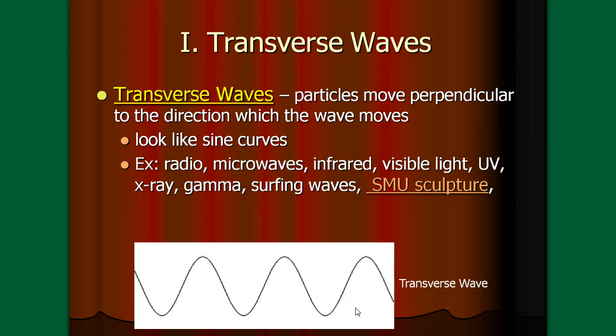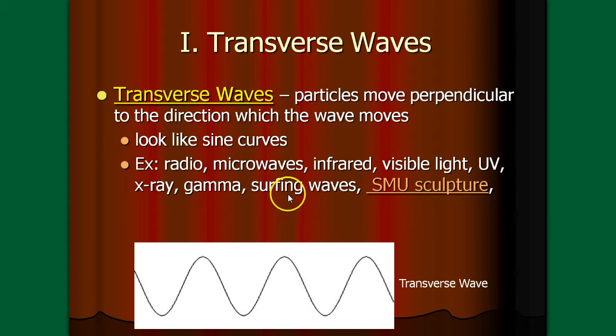Examples of things that use transverse waves are any type of electromagnetic radiation, including radio waves, microwaves, infrared radiation, which is heat, visible light is electromagnetic radiation, ultraviolet light, X-rays, gamma rays. All those things are different frequencies, different types of electromagnetic radiation, and we'll talk about exactly what that is later on in like a week or two.